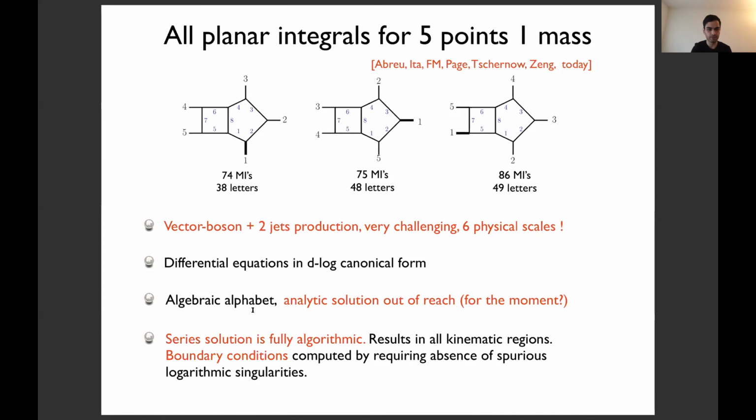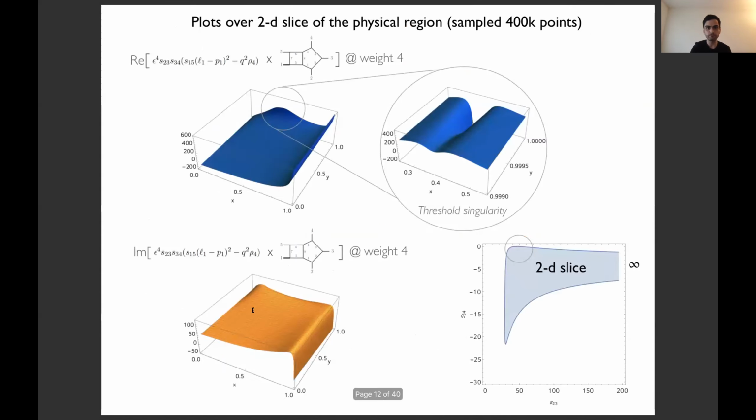On the other hand, the series solution is fully algorithmic. So as I'm going to show in the next few slides, we obtained results in all kinematic regions, and the boundary conditions could be fixed just by requiring regularity conditions of the solution. So more specifically, we imposed the absence of spurious logarithmic singularities in the Euclidean region. All right, so one way to show the efficiency of this approach in practice is to show plots.